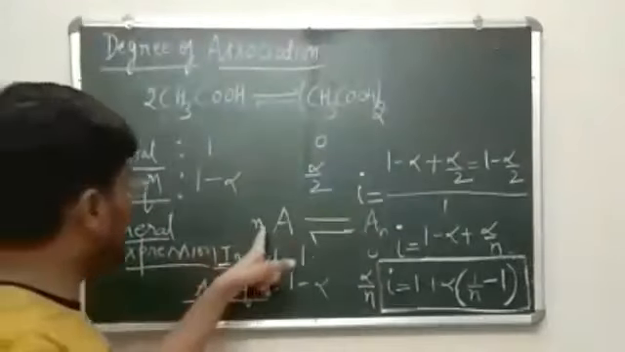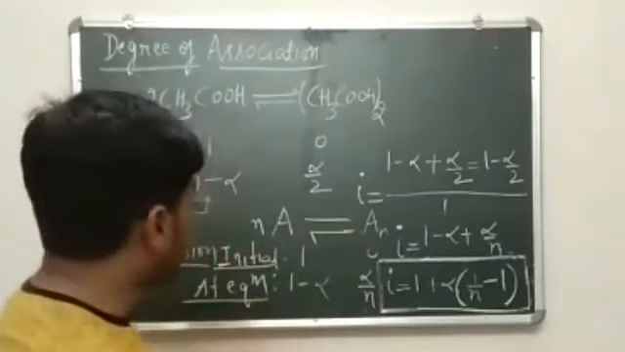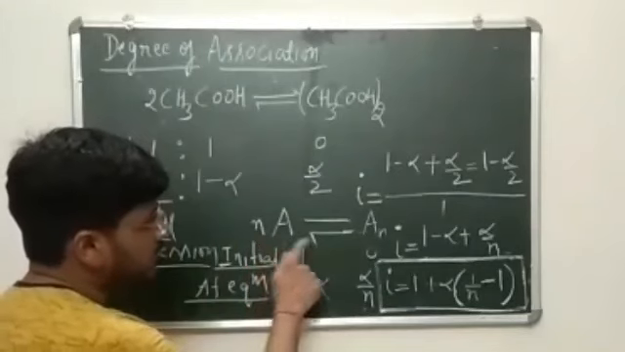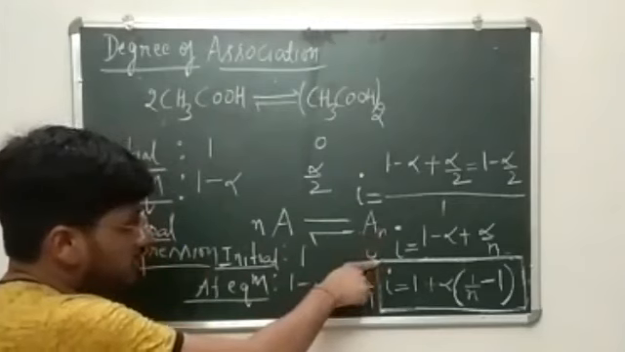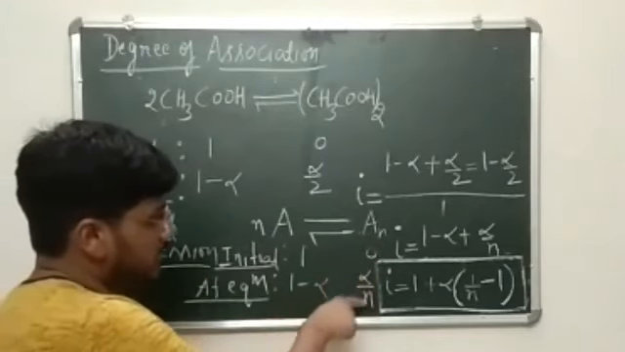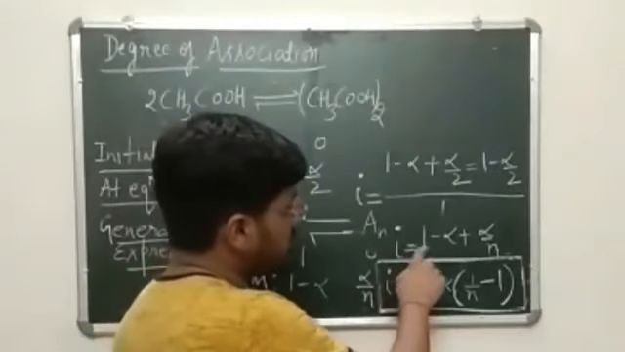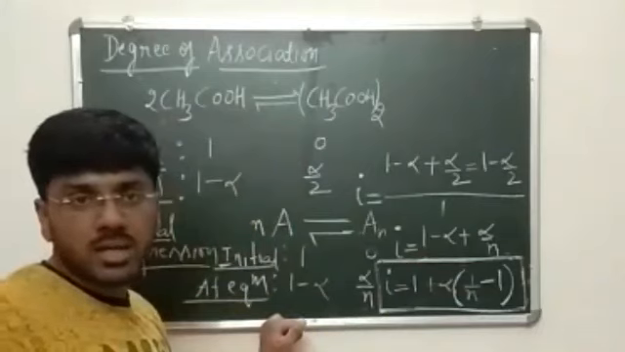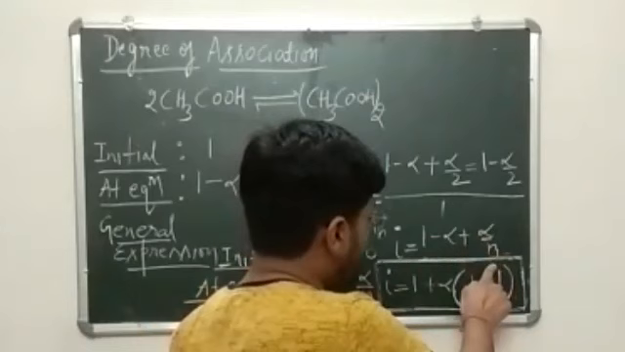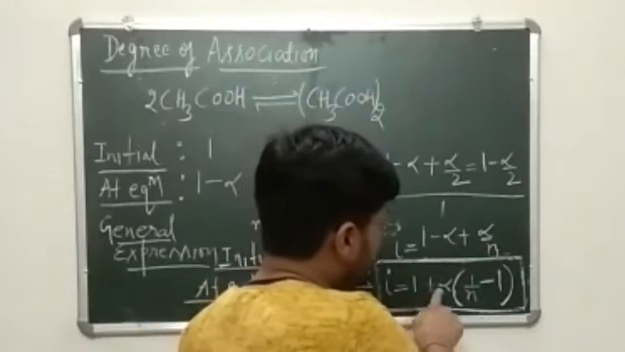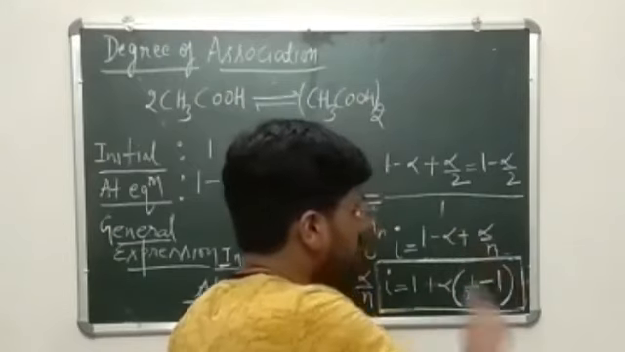Now we will consider the general expression for any electrolyte which is undergoing association. Consider an electrolyte A which associates to form A_n. Initially we have 1 mole, and the A_n particles are 0. Then it becomes 1 minus alpha, and alpha by n, by analogy. Now iota is equal to the number of particles of solute after association, which is 1 minus alpha plus alpha by n. So iota comes out to be 1 plus, on taking alpha common, alpha times the bracket 1 by n minus 1.